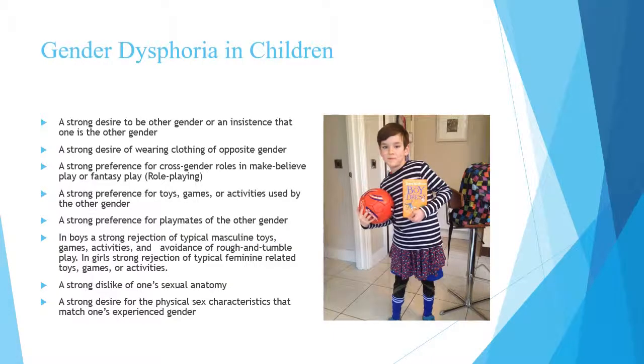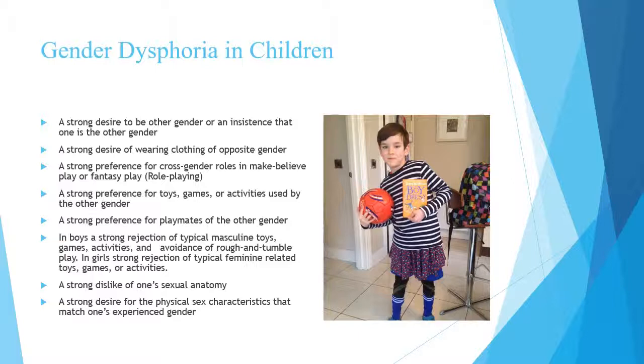Gender dysphoria in children has 8 criteria, but only 6 need to be met in order to diagnose a child with gender dysphoria. So let's go down the list. 1. A strong desire to be of the other gender or insisting that you are of the other gender. 2. A strong desire to wear clothing of the opposite gender. 3. A strong preference for cross-gender roles in make-believe play or fantasy play, like role-playing.